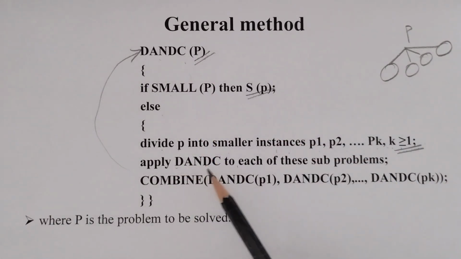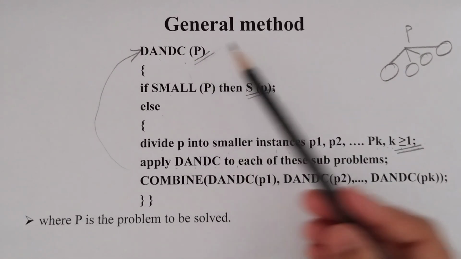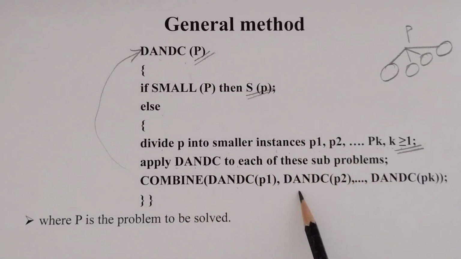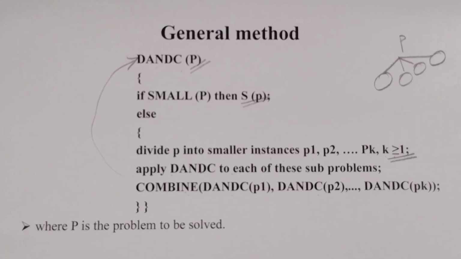Every time you are applying the divide and conquer call. Once these sub problems are solved, the solutions will be combined here. So here you can see the combine. You are going to combine the solution of every sub problem. So this is how the general method works.